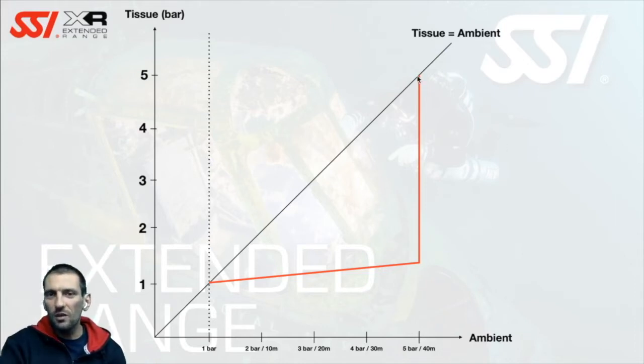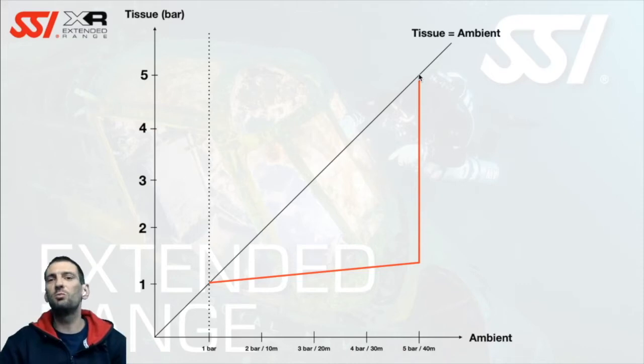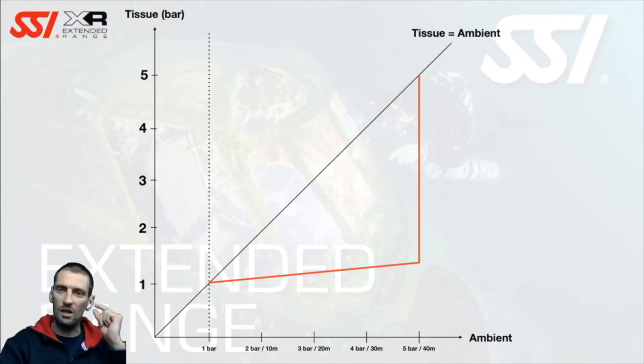When he gets fully saturated, it means he's on our equilibrium line, which means the ambient pressure is 5 bar and the pressure of the gas in his tissues is also 5 bar. From that moment on, Adam can stay there as long as he wants and his decompression obligation will not change. Okay, at some point, we want to go up. We want to finish our dive, we want to ascend. So when we ascend, we go to the left side on our graph.